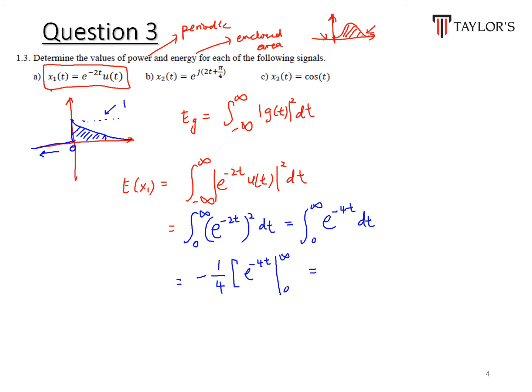So we just need to substitute infinity and 0 into it. When it's infinity, there's another bracket here. When there's infinity, this will be 0 because e to the power of negative infinity is 0. When it's 0, this will be 1. So at the end, you get 1 over 4 as your final answer. So this is the energy of the system. There is no power because this signal has a finite energy and also because this signal is not periodic.